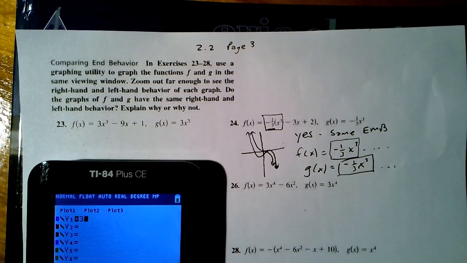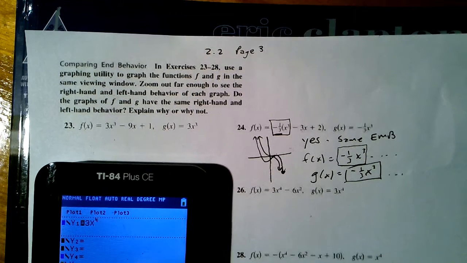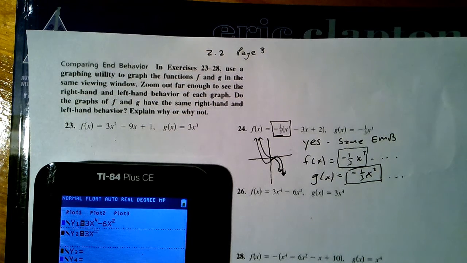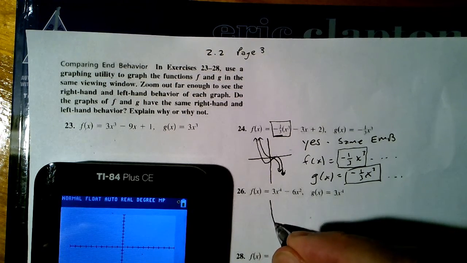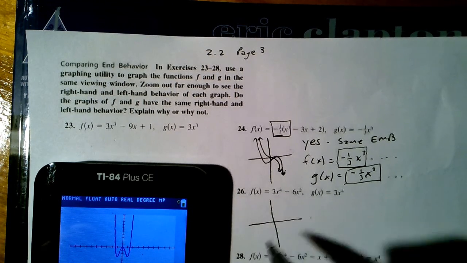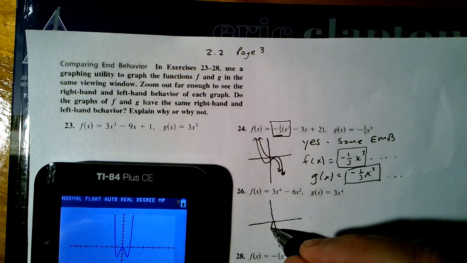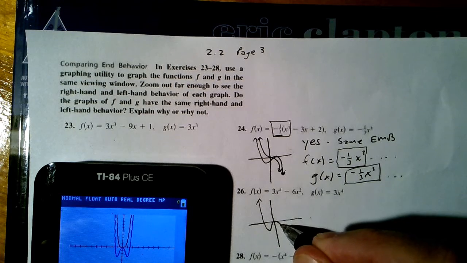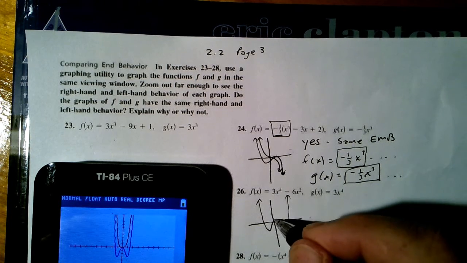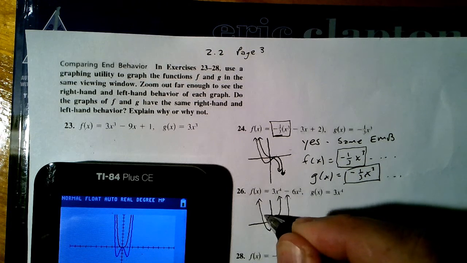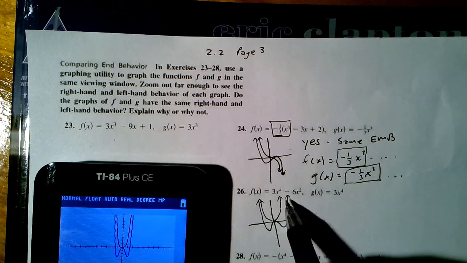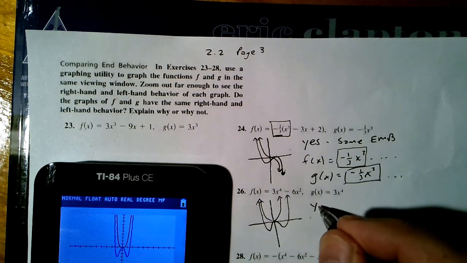So we've got 3x to the 4th minus 6x, so that's a squared, and versus just 3x to the 4th. And let's see, zoom standard, see if that'll work for us. There we have a little W kind of shape. And then we just have a sort of, it's truthfully not a parabola, but what we see is that both graphs rise to the right, fall to the left.